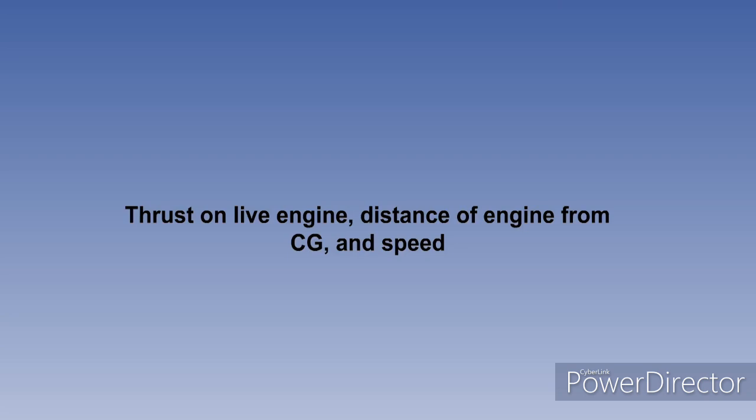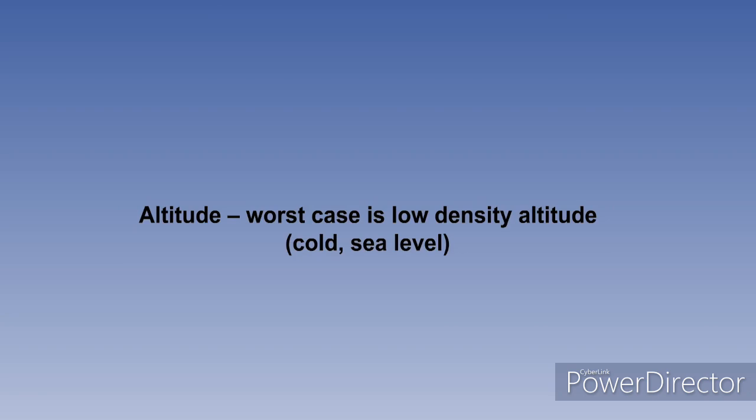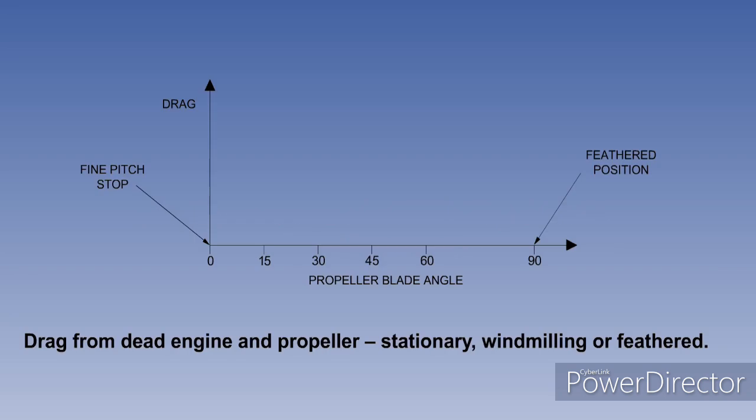Thrust is greatest at low speed and maximum power. Thrust reduces with increases in altitude and temperature, that is, higher density altitudes. The worst case for an engine failure is thus after takeoff at sea level on a cold day. The drag from the propeller itself will depend on whether it is stationary, windmilling, or feathered, but there will always be some contribution to the yawing moment.